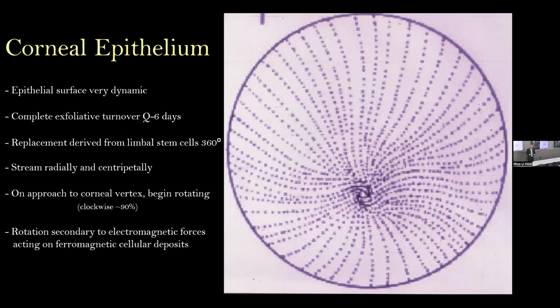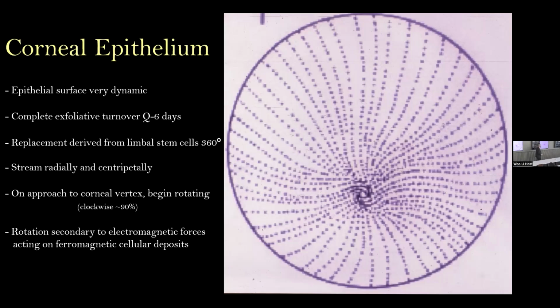Let's take a closer look, starting with the corneal epithelium. This is a really nice diagrammatic picture of how the corneal epithelium moves in the normal cornea. This is a very dynamic structure. Remember, about 5 cell layers thick, that ocular surface epithelium. The whole thing turns over roughly every 6 days. So roughly once a week, the whole thing is turning over, extremely dynamic. All of those new cells are generated by the limbal stem cells, located 360 degrees around the cornea.